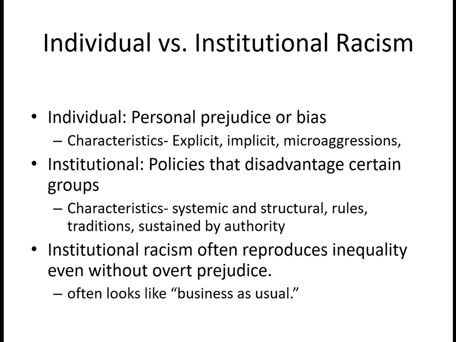So for example, when discipline data show that students of color are punished more severely than white peers for the same actions, the issue doesn't really lie in a teacher's bias, but in how the institutional culture and policy defines acceptable behavior. How does the school define acceptable behavior? Institutional racism is a lot harder to see and harder to change because most of the time it looks like business as usual.